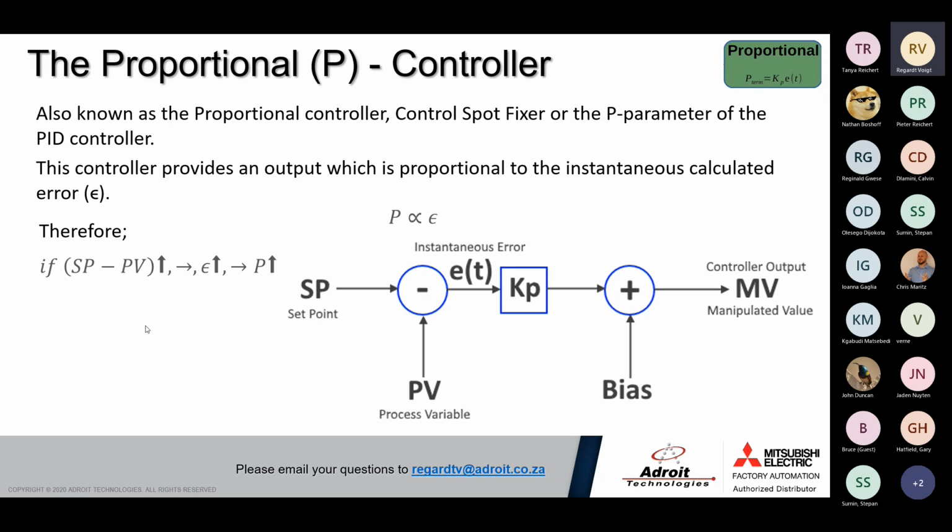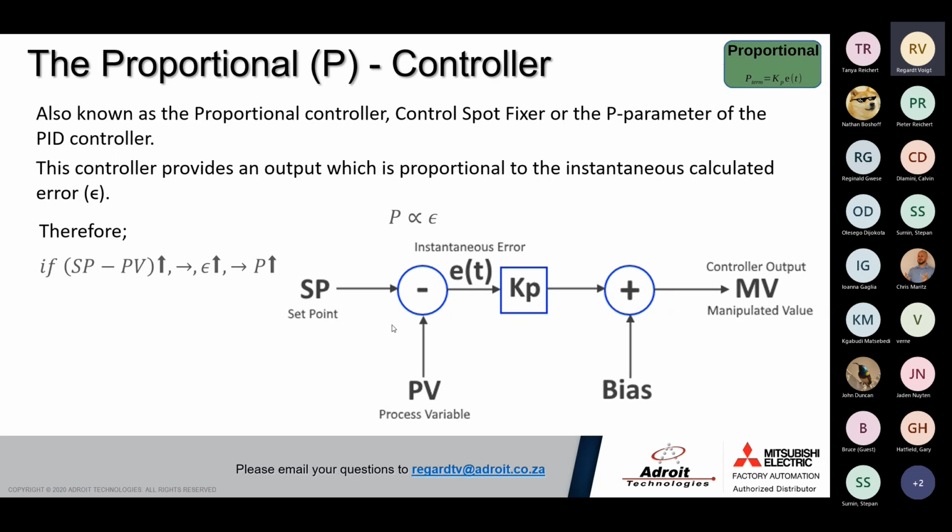Now, how does that work to the signals in your plant then? So if you have your set point, which is, let's say, 100 degrees Celsius, and you've got your process variable, which is, let's say, 90 degrees Celsius, there's obviously an error there. So the larger this error here, the faster, more aggressive, your proportional gain will react.